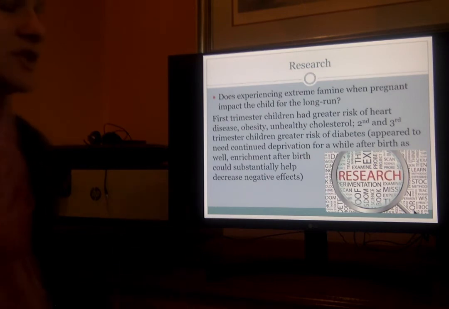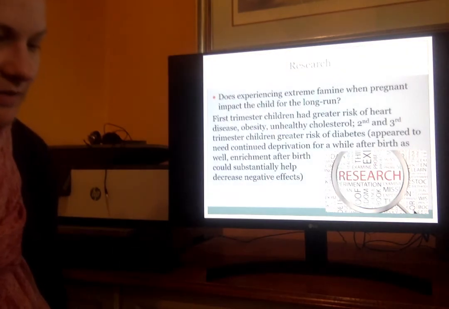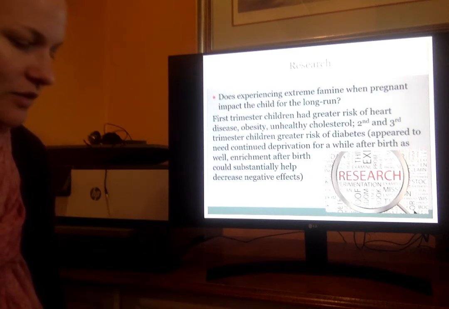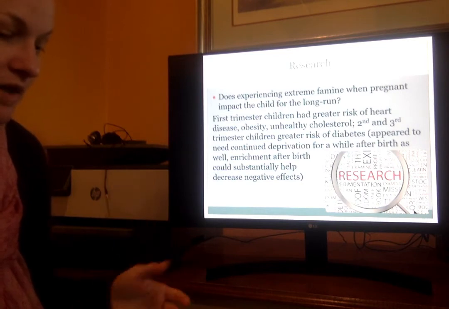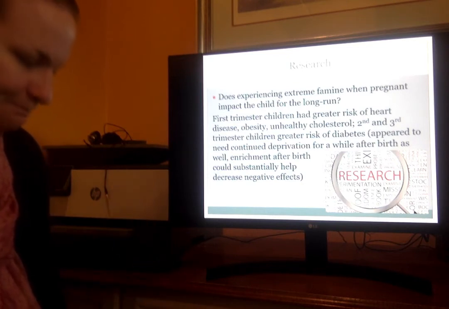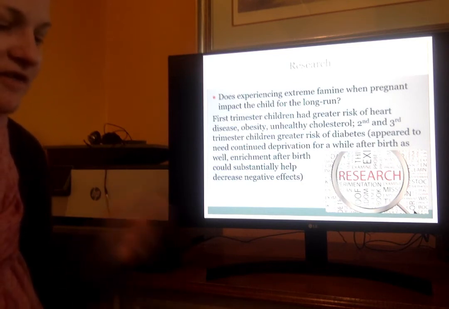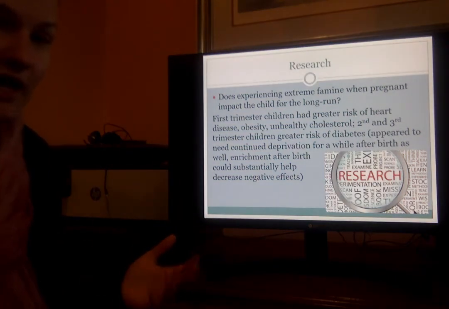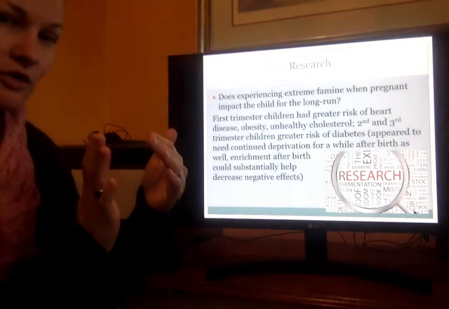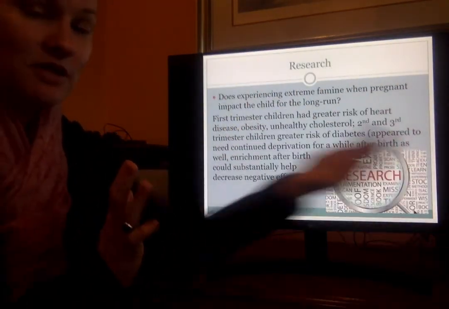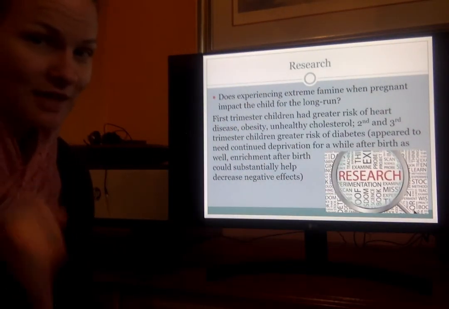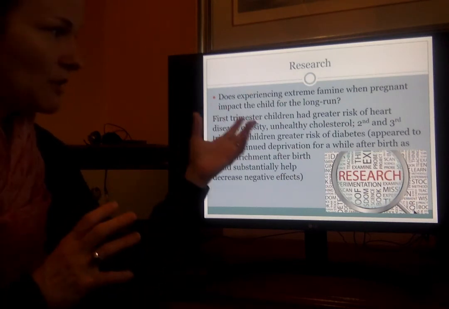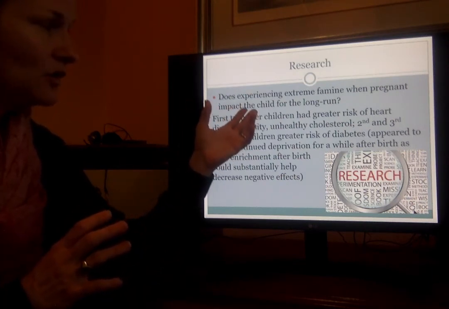This is actually some research that was conducted. There were some famines in Poland, I believe two waves of famines during World War II. And there were mothers, of course, that were pregnant during this time. What they did is they evaluated the children as they grew up. And they followed them in a longitudinal study, because any study that follows one group over time is called a longitudinal study. Hint, hint.